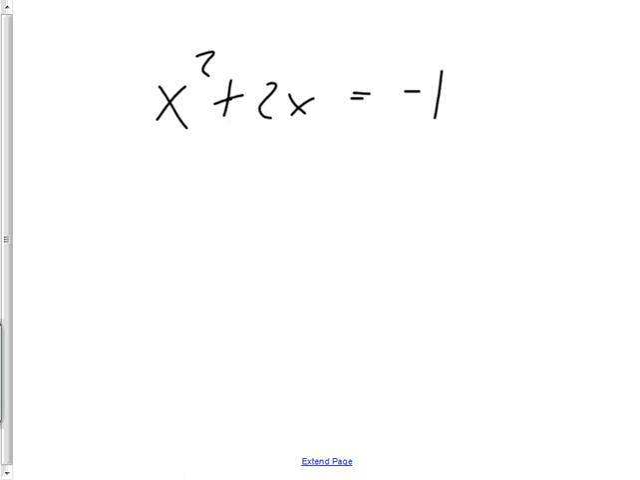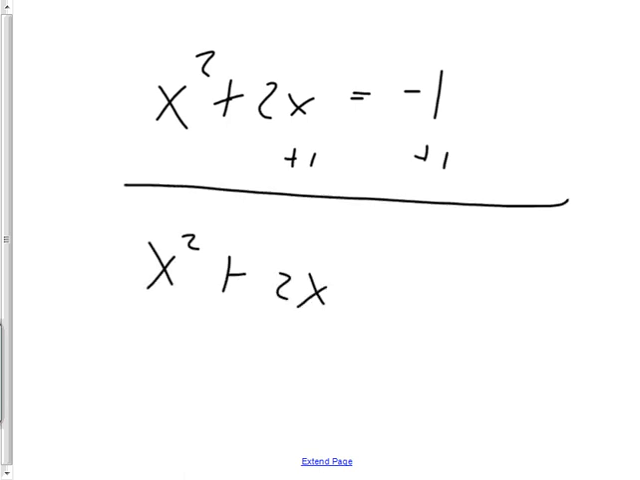I can add 1 to both sides, and watch what happens here. x squared plus 2x plus 1 equals 0. Does that look familiar? Does that look like a quadratic? Does that look like the problems that we factored earlier, like a week ago? Right? You would have been able to factor that, right?